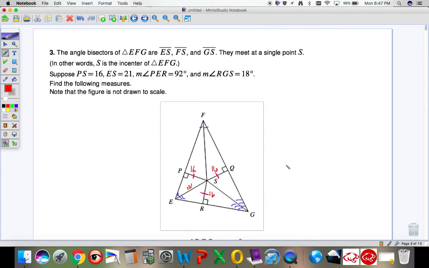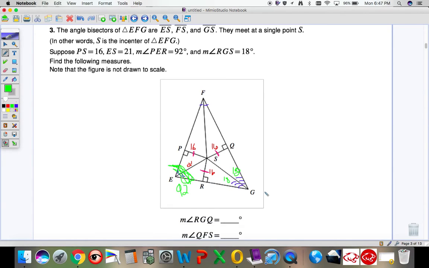Okay. Measure of angle PER. So PER, that's this whole thing. So I'm going to change my color here. This whole thing right here. Okay, PER. So that whole thing is 92. And measure of angle RGS. So RGS, that's just one piece, is 18. So right now, if that's 18, I know this right here is going to be 18.